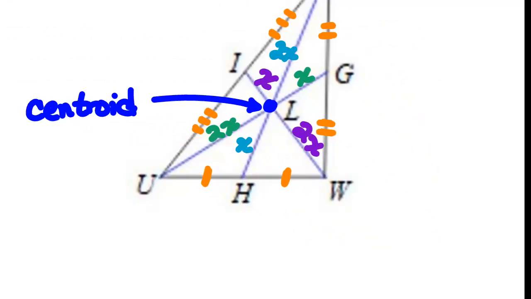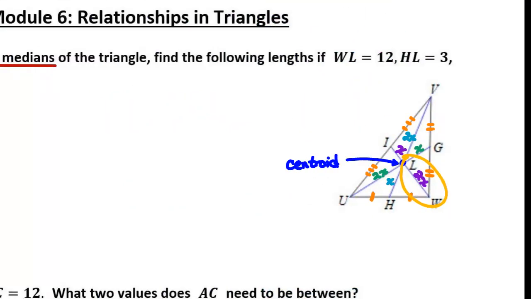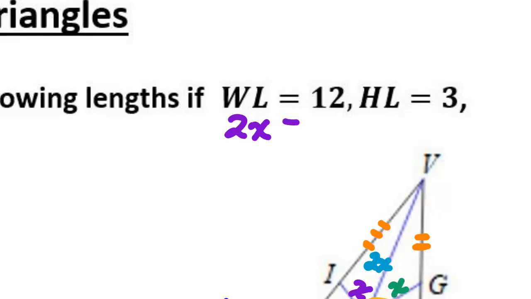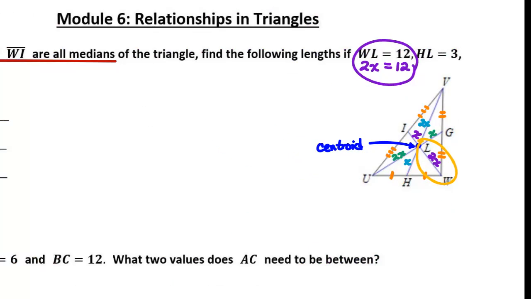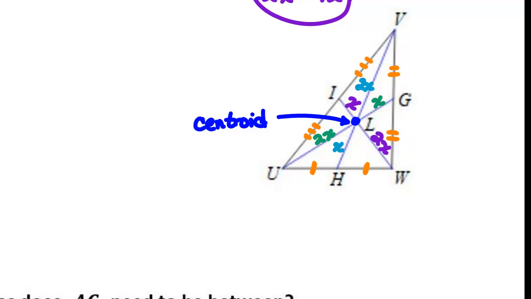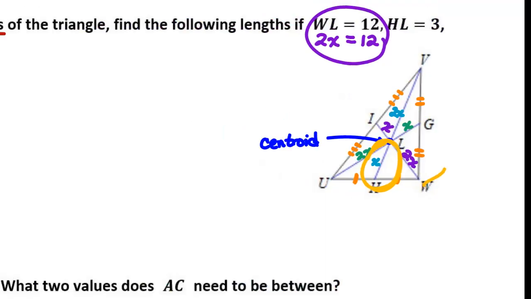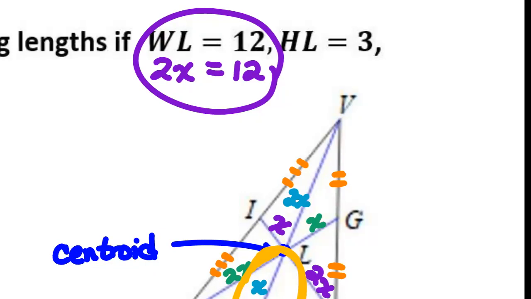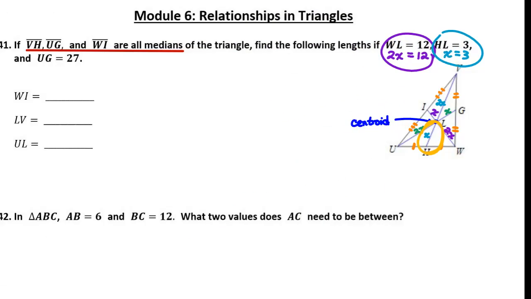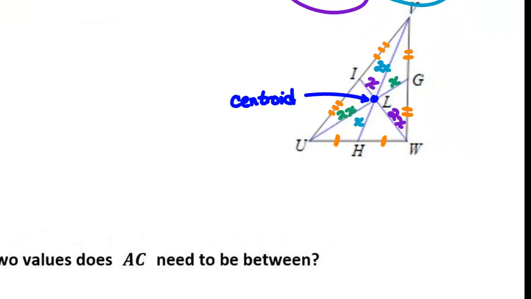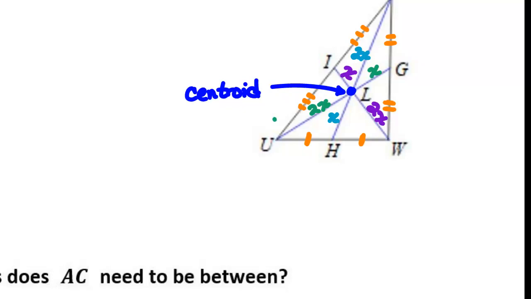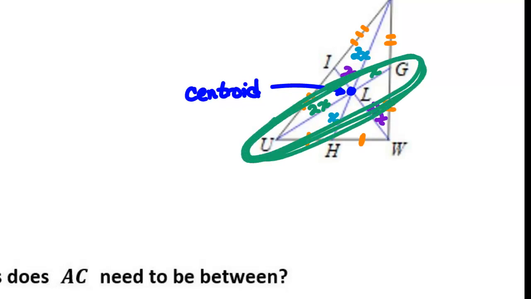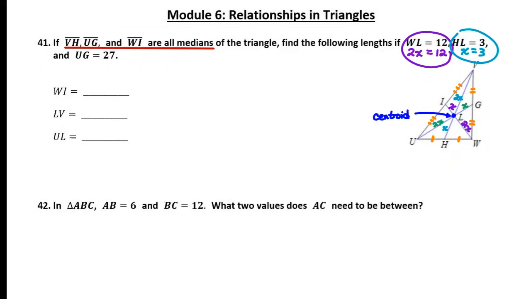It gives us a little bit more information here. It says WL, this distance right here, is a 2X relationship. WL is 12, so 2X equals 12. It says that HL, this right here, is 3. When I look at my triangle, we have that marked as X, so X is 3. And then UG, that is the entire median, this whole thing right here is 27. If UL is 2X and LG is X, the distance from U to G is 3X. So I would have 3X equals 27.